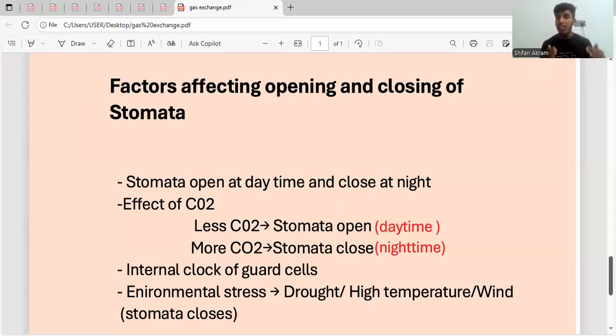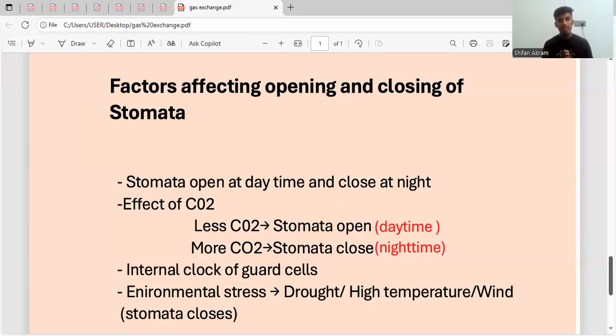And the second factor that affects stomata is the concentration of carbon dioxide. We know in daytime, the stomata is open and photosynthesis takes place. Because of this photosynthesis, CO2 is always used up in the plant. This causes less CO2 in the stomatal cavity because the plant keeps using it for photosynthesis. This decrease in CO2 concentration causes the stomata to open wider. So this happens during less CO2 and the opposite occurs at night time.